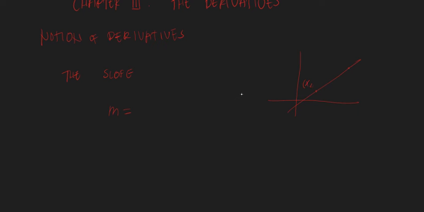So this is x1, y1, and this is point x2, y2. If I want to determine the slope of this line, it's just equal to y2 minus y1 all over x2 minus x1. Or this is rise over run. This is the rise and this is the run. Or it can also be called delta y over delta x later on. That's one way of determining the slope of a line.